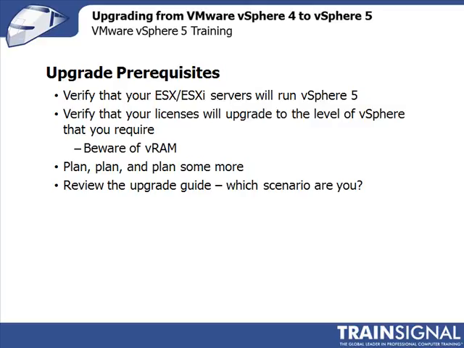You want to verify that your licenses will upgrade to the level of vSphere that you require. So make sure your licensing is in order. Again, beware of VRAM, right? Make sure you have enough VRAM entitlements based on how much memory you've committed to your virtual machines. Make sure you're doing all your due diligence so that your licensing fits what you're about to deploy. Otherwise, do not deploy. I'm going to stress this. Make sure the licensing is in order. Make sure your hardware is compatible. These two are critical. Then after that, I want you to plan, and then plan some more.